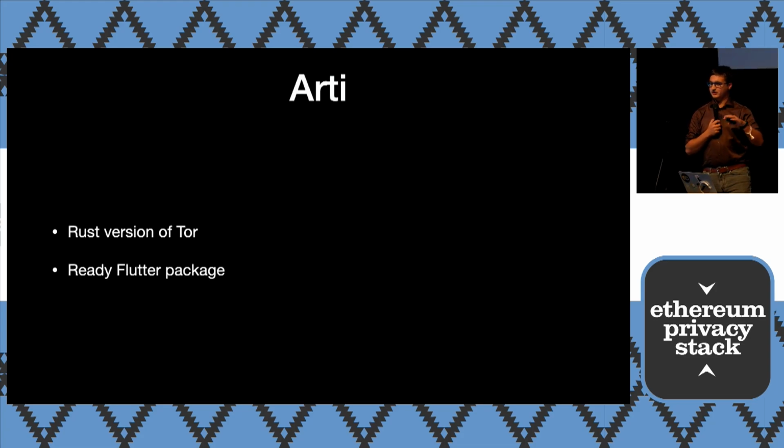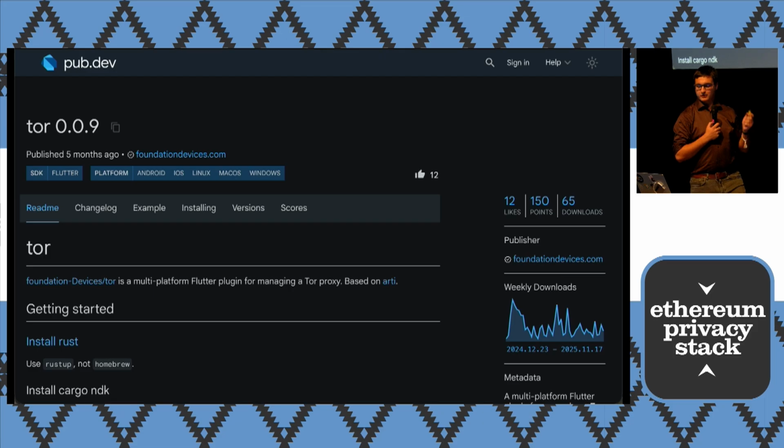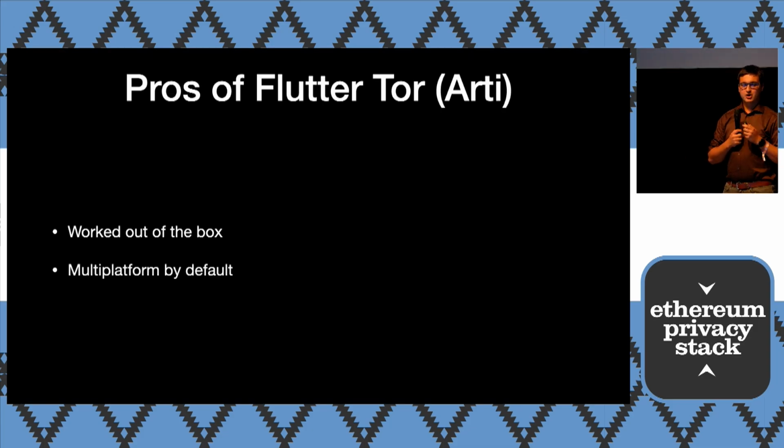First, we will be using Arti initially. It's the Rust version of Tor. It's experimental, but it had a Flutter package already made by Foundation Devices, which are also in the crypto space. And we decided to go with it because it supports all platforms. It was really good. It worked out of the box, was awesome. It was multi-platform. It really saved us a lot of time.